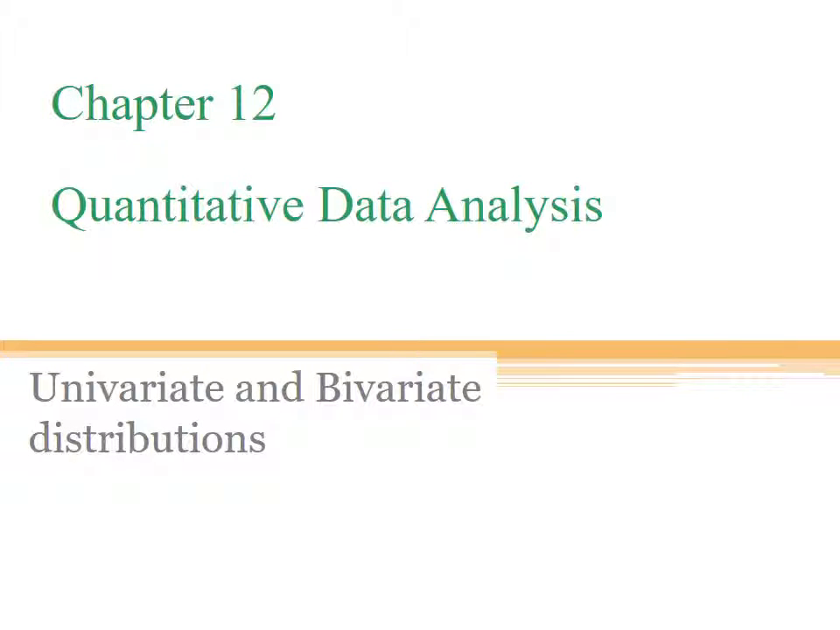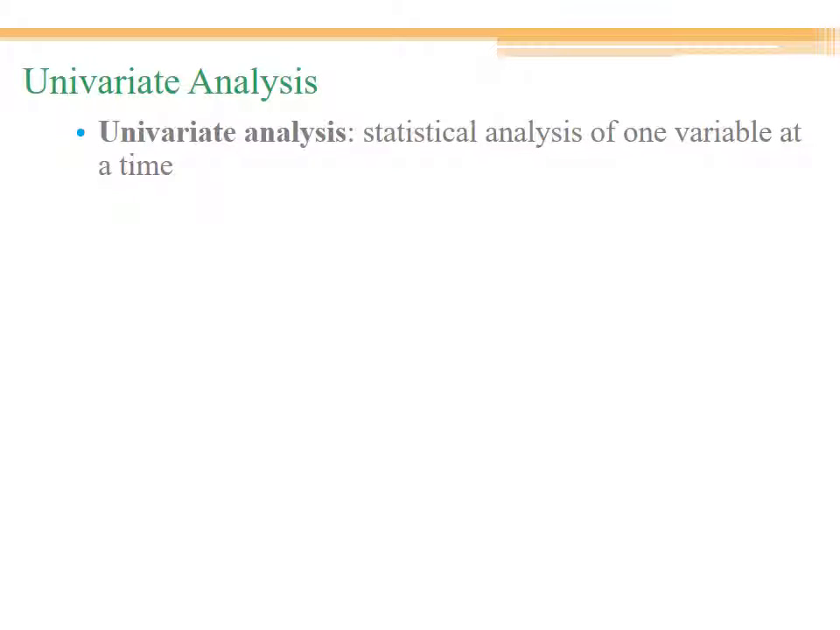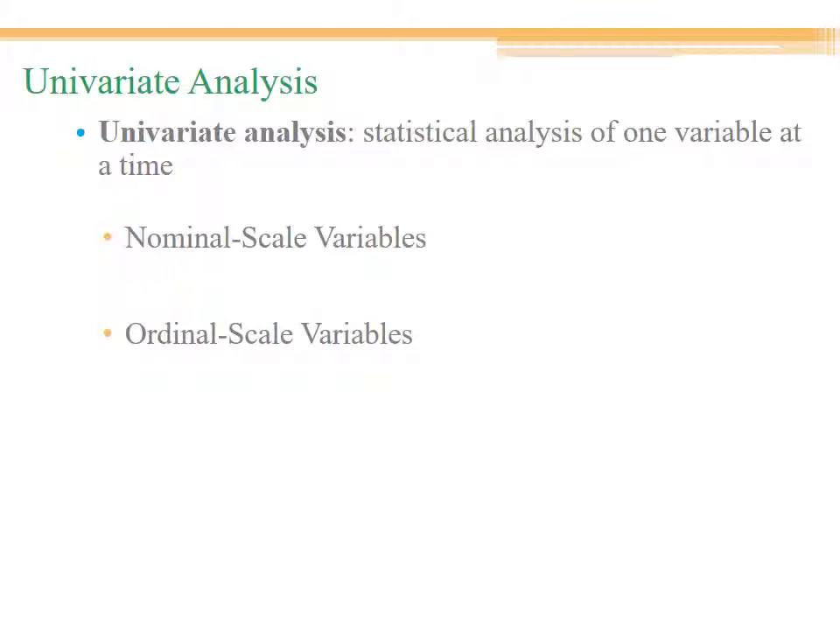In this presentation, we'll learn how to read tables and graphs depicting univariate and bivariate distributions. With univariate analysis, you're conducting a statistical analysis of one variable at a time. So for example, you would only be analyzing age, or you would only be analyzing race. This looks different depending on whether you're examining nominal, ordinal, or ratio scale levels of measurement in your variables.